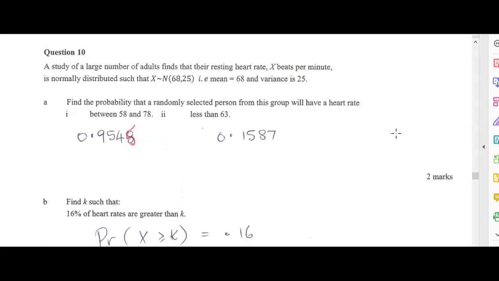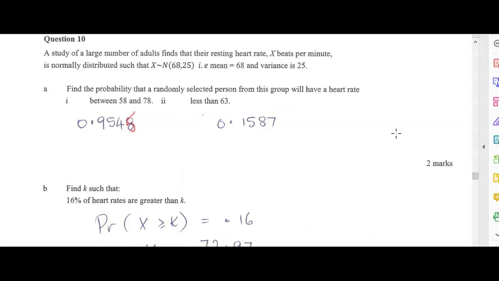All right, let's have a look and see if this one's okay. I won't know until I start reading it. So question 10, a study of a large number of adults finds that their resting heart rate, x beats per minute, is normally distributed such that X is N(68, 25). So it's told you that it's a mean of 68 and a variance of 25. Remember the standard deviation is just the square root of your variance, which is 5. Find the probability that a randomly selected person from this group will have a heart rate between 58 and 78, and less than 63.